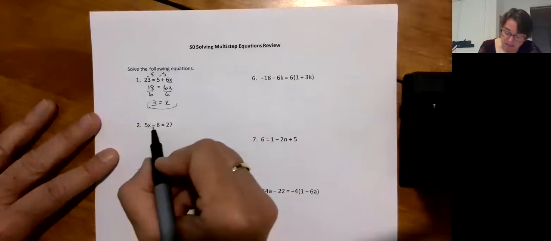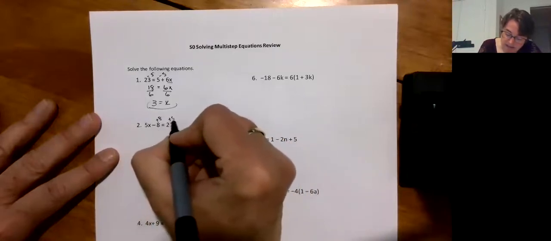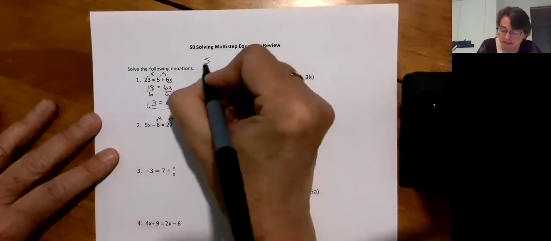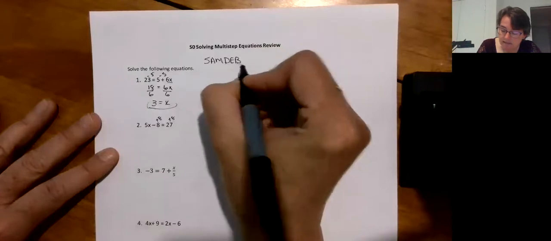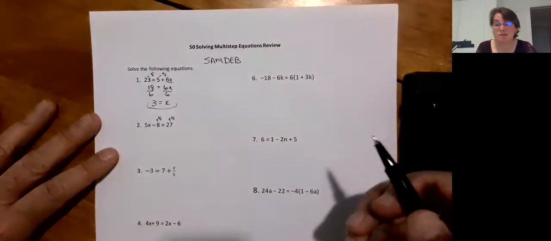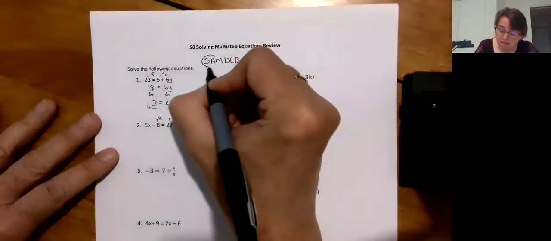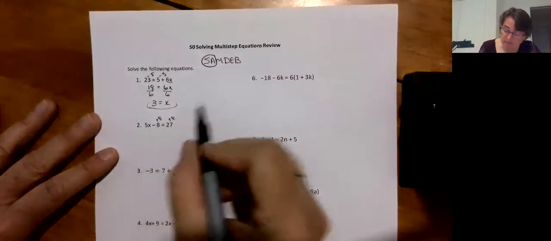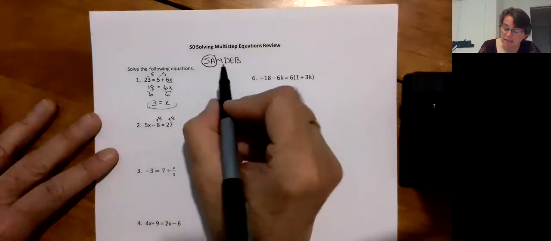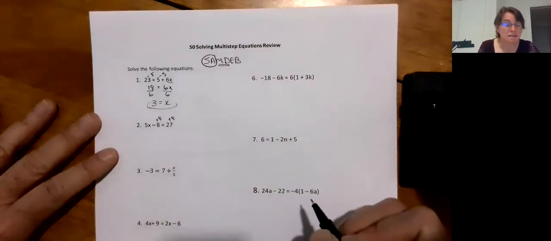All right, 5x minus 8 is 27, so add 8 to get it moved to the other side. Right, we're doing SAMDEB, right? SAMDEB. Which, in case you're not familiar with, that's just BEDMAS backwards. So I start with addition and subtraction to move all the numbers to one side, all the variables to the other, which is what I'm doing right now. And then I'm going to do multiplication or division to simplify, to get the x by itself.